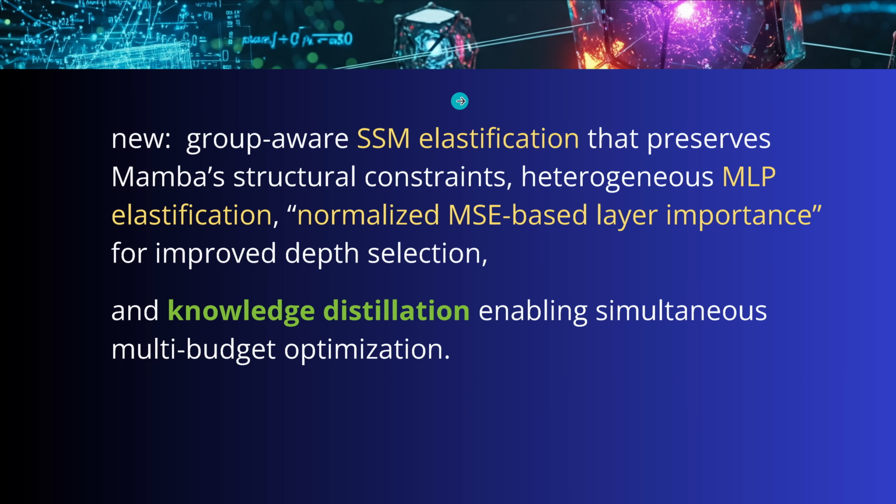How did they do it? Here we come now to the interesting part. They designed a group-aware SSM elastification for the Mamba 2 blocks that preserves the structural integrity of the Mamba. For the MLP part, they have also some elastification I'm going to show you. Plus, and this is really nice for the transformer part, they have normalized MSE-based layer importance for an improved depth selection. Plus, a knowledge distillation enabling a simultaneous multi-budget optimization. A lot of new stuff to explain.